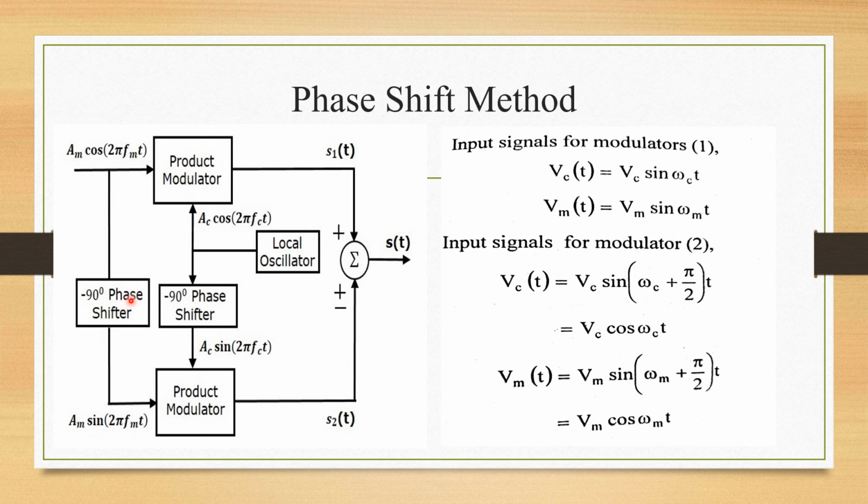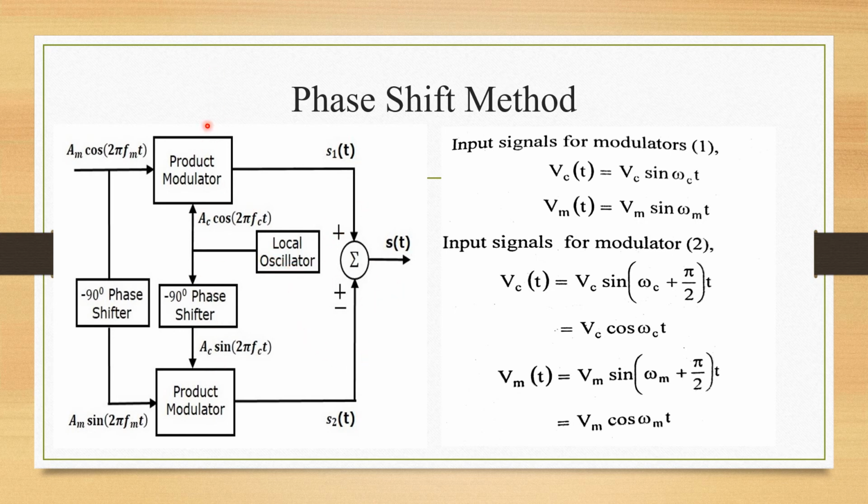Okay, here you can see we have an additional block called the 90-degree phase shift. We are going to give two inputs, namely Am cos 2 pi fm t and Am sin 2 pi fm t, and here we have a product modulator, and here also we have a product modulator. The input signal goes directly to one product modulator, but for the other it is going to have a 90-degree phase shift first. After the product modulators, here also we are going to have a 90-degree phase shift, and only then does it get into the summing amplifier.